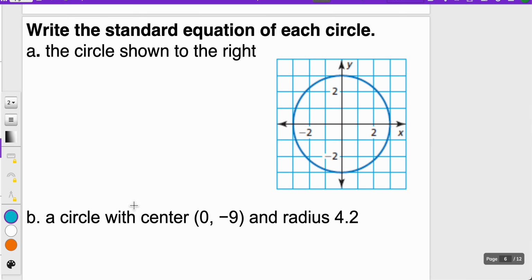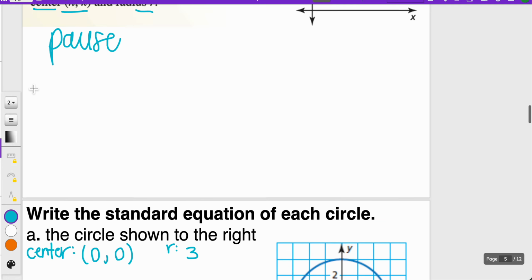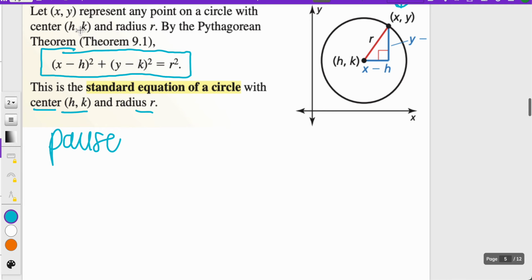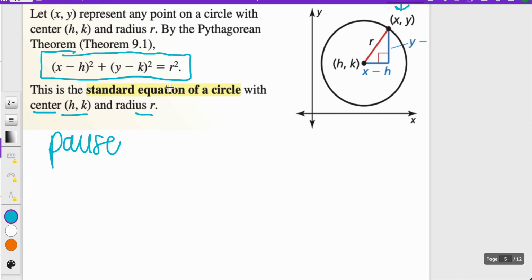All right, so what we're going to do here is try to write the standard equation of each circle. The first thing we need to find is the center and the radius. The center is located in the middle, and it looks like our center is at 0, 0. And then the radius is just how far is the center to the edge? 1, 2, 3. So our radius is 3. So we'll use this same equation we saw from before and just fill in our h comma k and our radius.